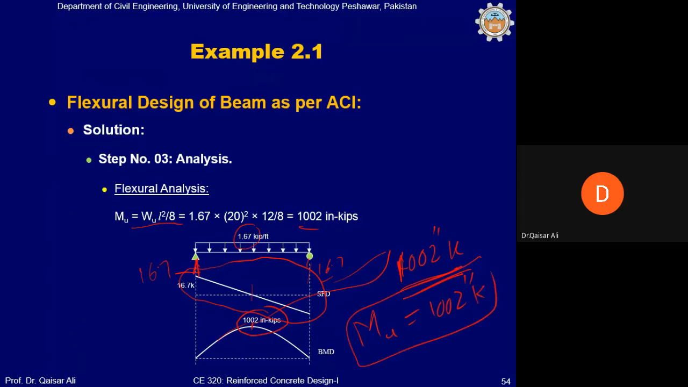And you should also at this time look at the applied moment. That applied moment comes from where? Applied moment comes from the load and from the length of the beam, regardless of the material of the beam.